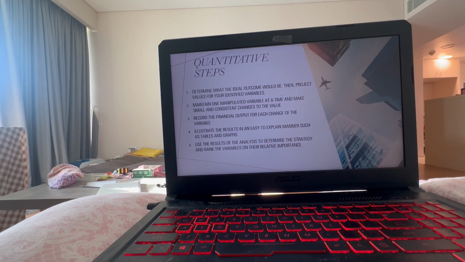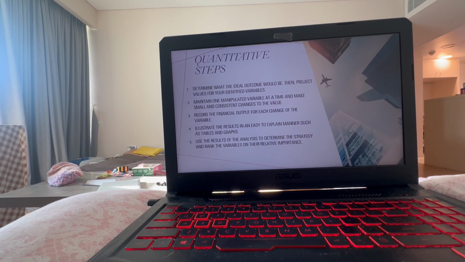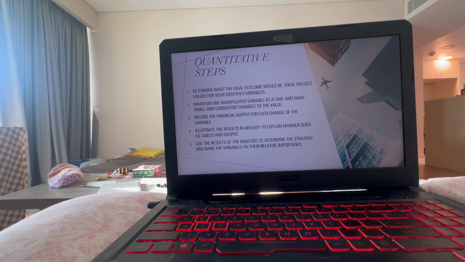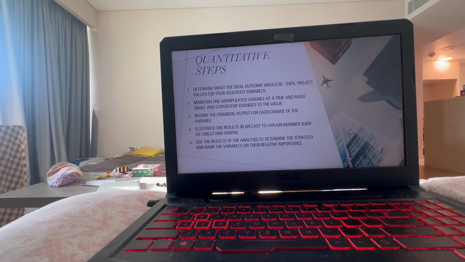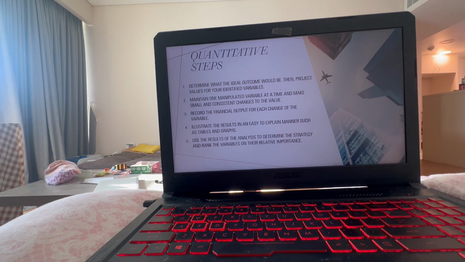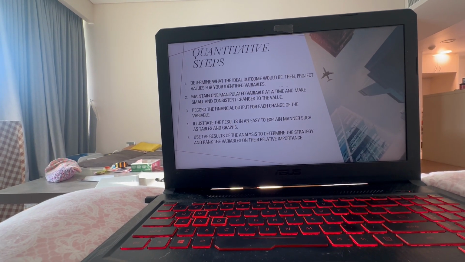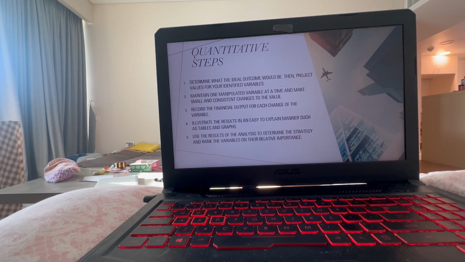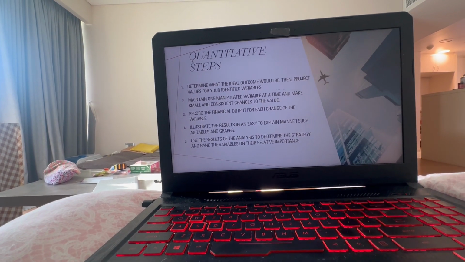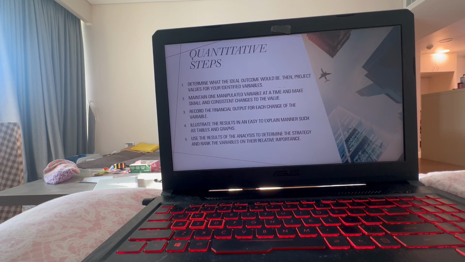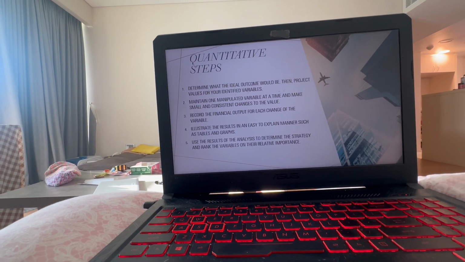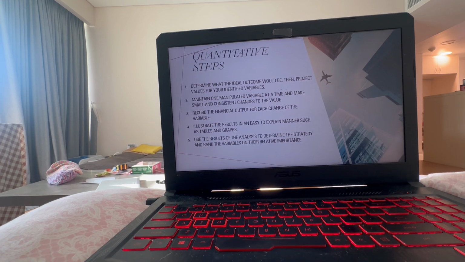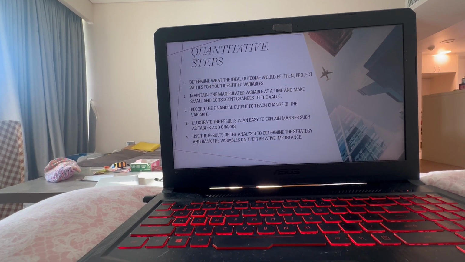Then you're going to record the financial output for each change of the variable, one at a time. Illustrate the results in an easy to explain manner, such as tables and graphs. This is going to be really important for sharing your findings with the stakeholders and the decision makers. It needs to be easy to understand what's going on here. And then use the results of your analysis to determine the strategy and rank the variables on their relative importance.